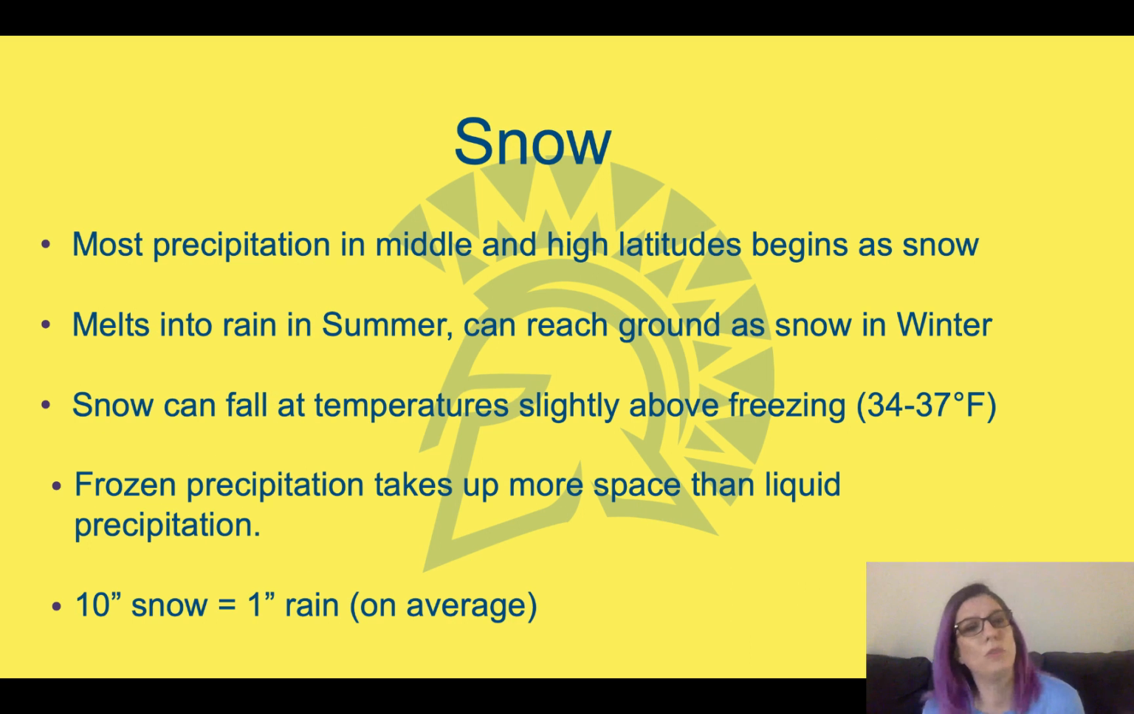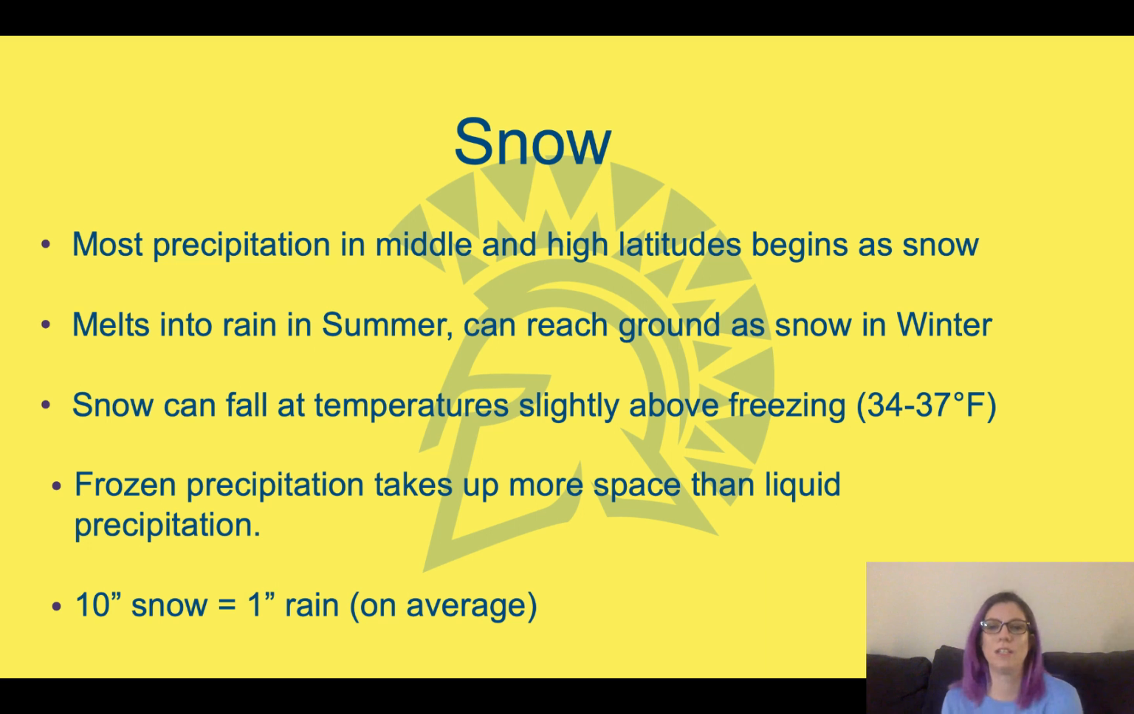Now we also have snow, where most precipitation in the middle latitudes begins as snow, even during the summer. So this melts into rain during the summer and can reach the ground as snow in the winter. Snow can fall at temperatures slightly above freezing. It can actually be 34, 37 degrees, and it'll still snow outside. It's the best snow actually when it's warmer, because you can go outside and play in it.